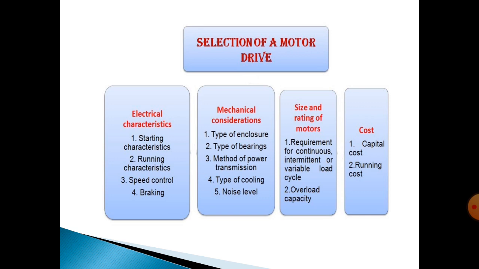The selection of a motor drive is further classified into four types: electrical consideration, that means electrical characteristics, and next one is mechanical consideration, size and rating of motors, and the final one is cost. These are the important considerations in the selection of a motor drive.